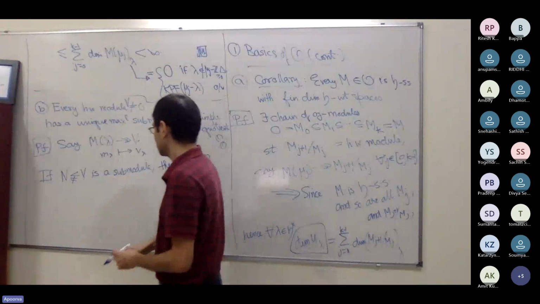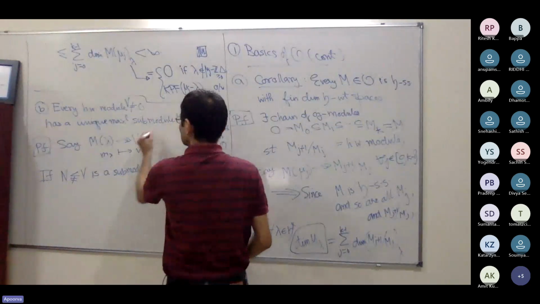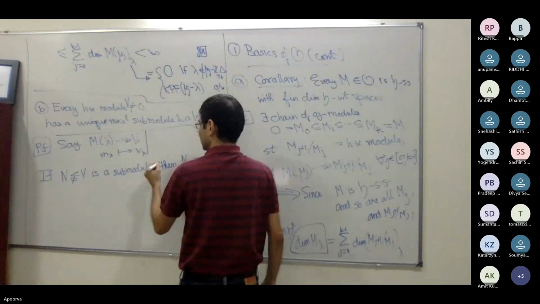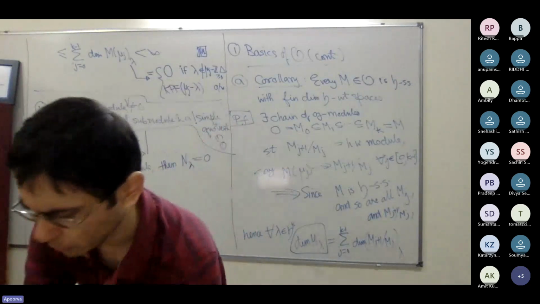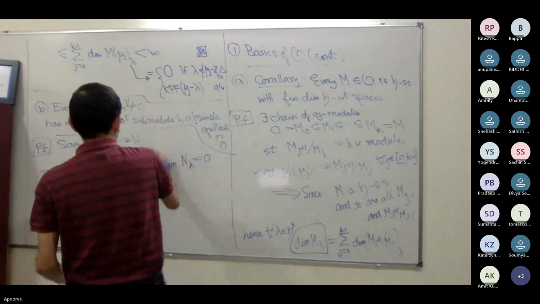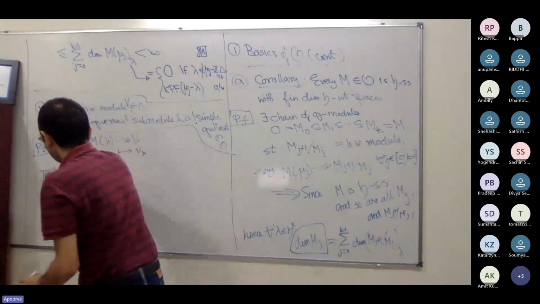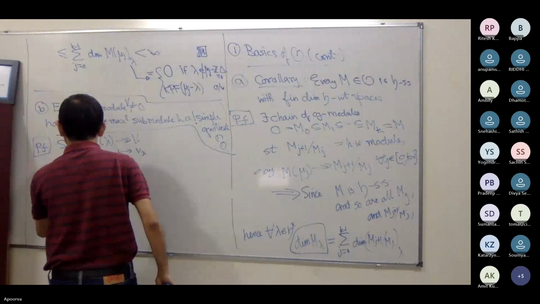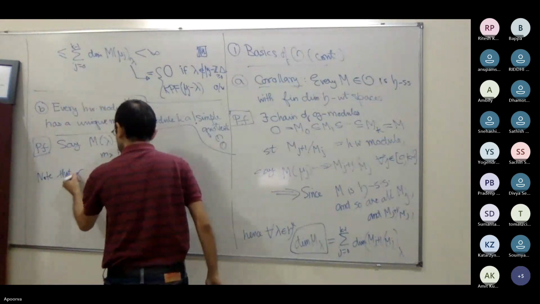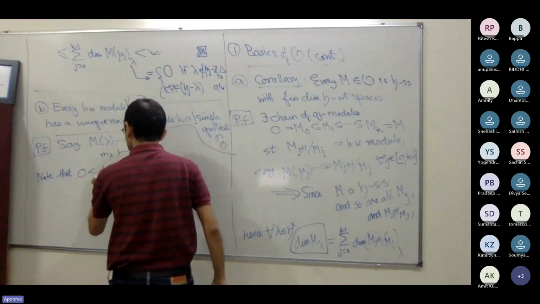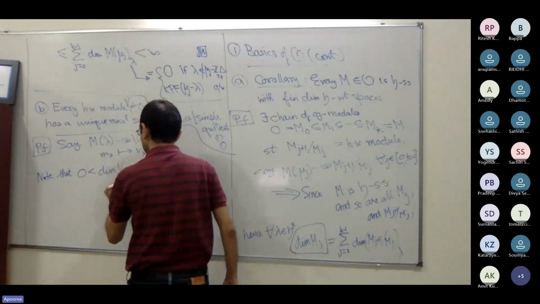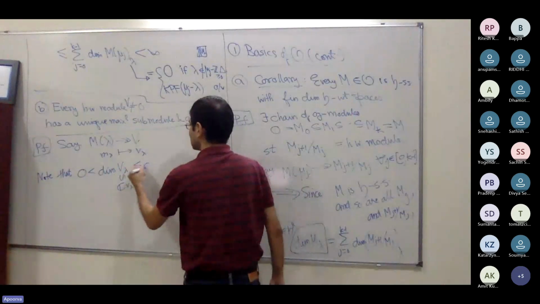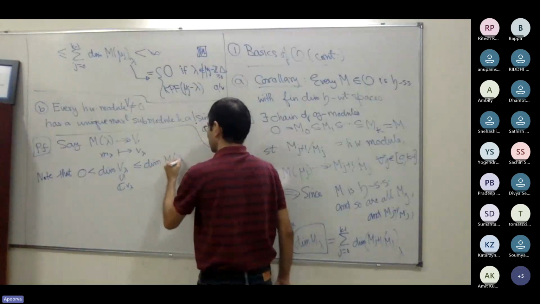one-dimensional weight space. Maybe a note that I should point out here. Fine, I'll point it out first and then write this. Note that 0 is less than the dimension of V lambda, because V lambda includes the weight space with the highest weight vector, and that is less than or equal to the dimension of the M lambda weight space.